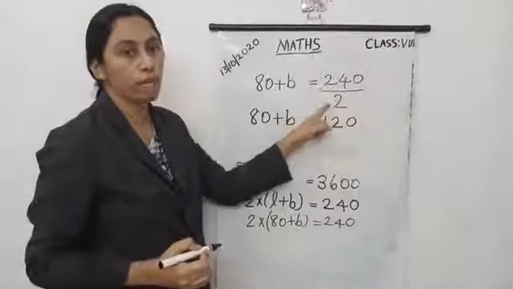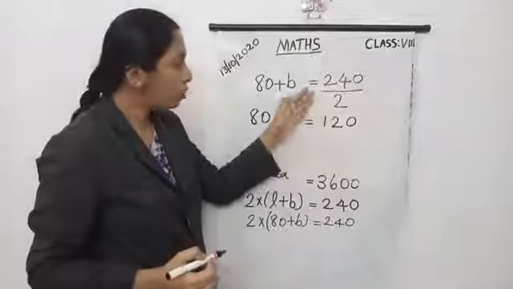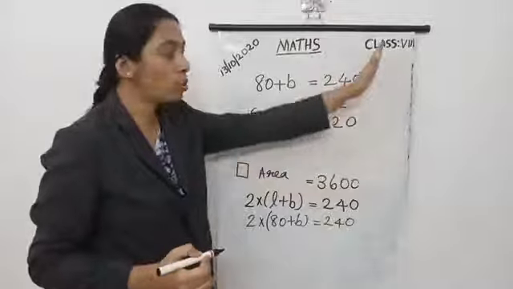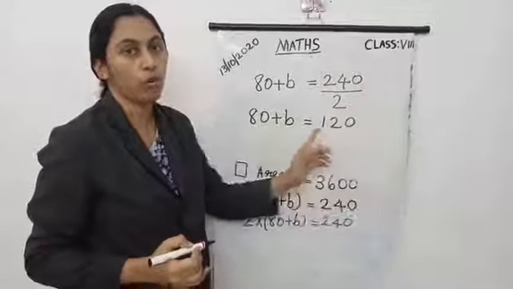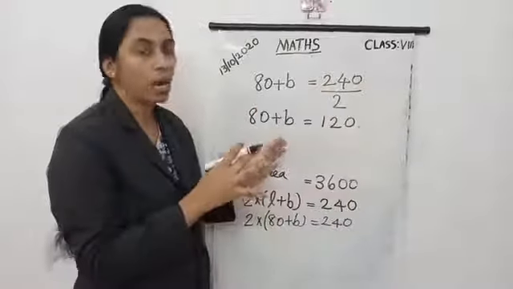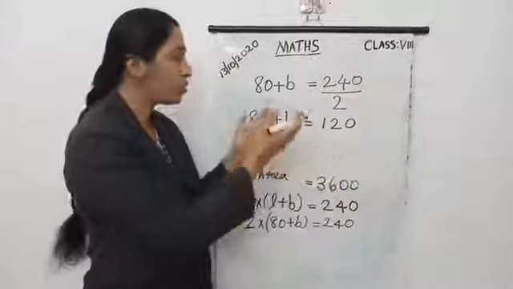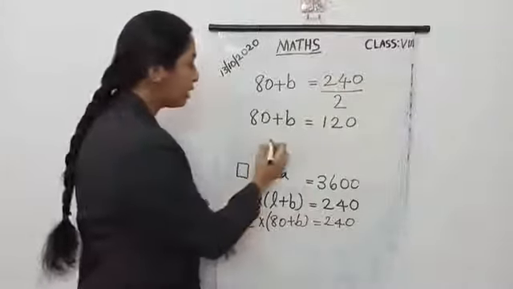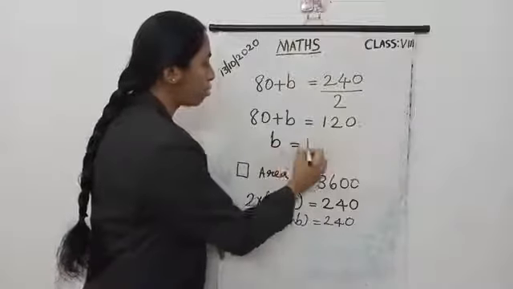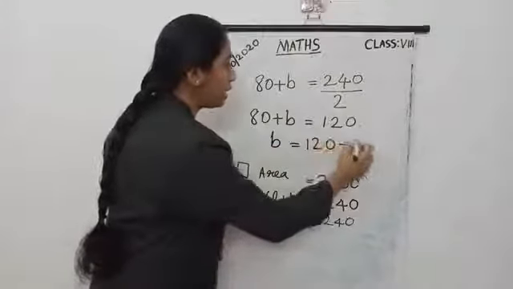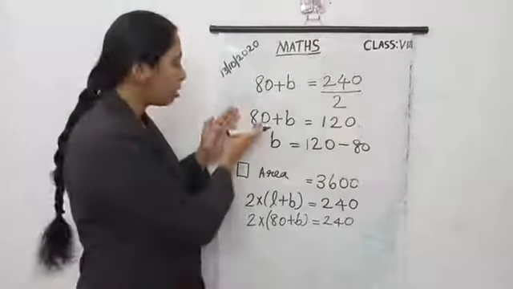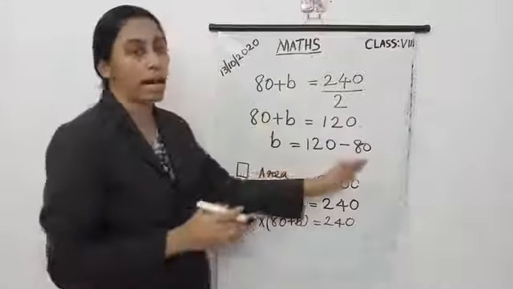Divide 240 by 2. If you don't know division in your mind, please do it in the workspace in your rough book. Please pause this video and do the division, and after that watch the rest of the video. Okay. Next, B equal to 120 minus 80. We already learned in chapter 2. Transpose this 80 to the right hand side.